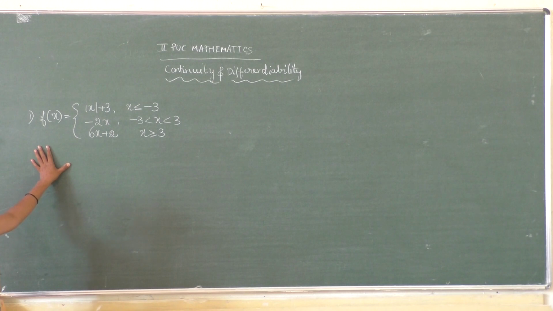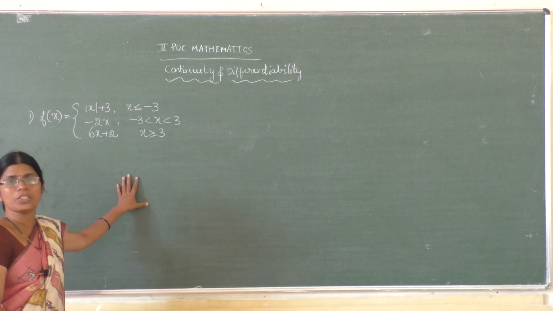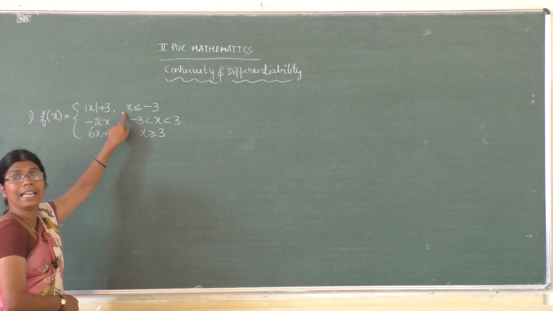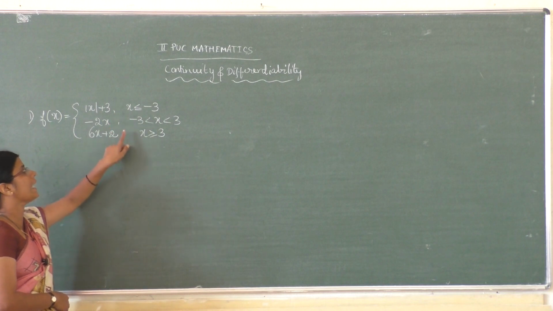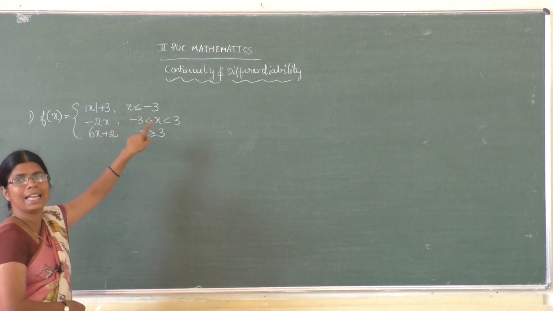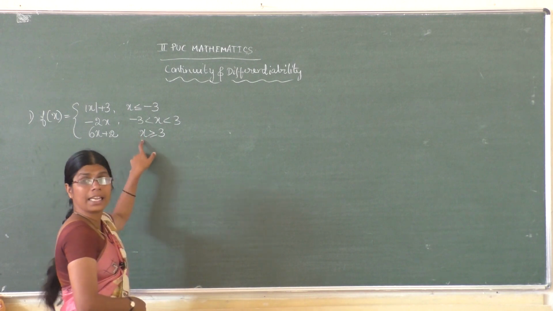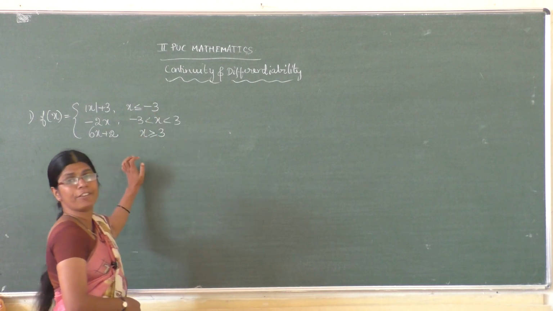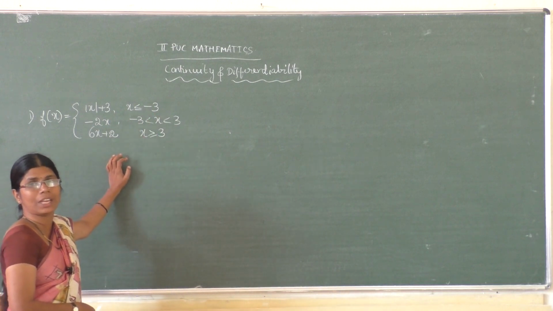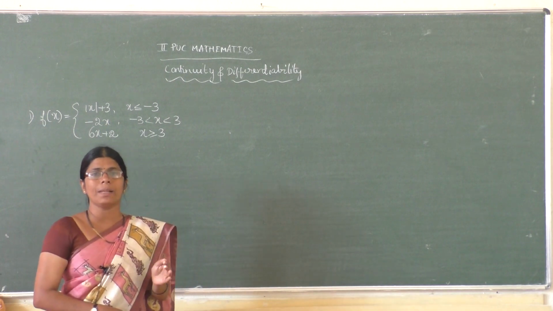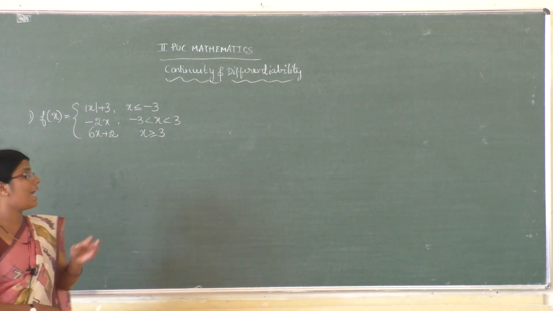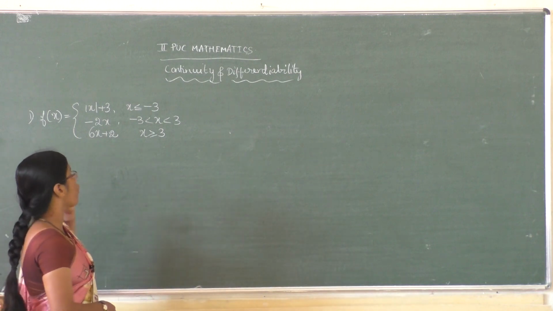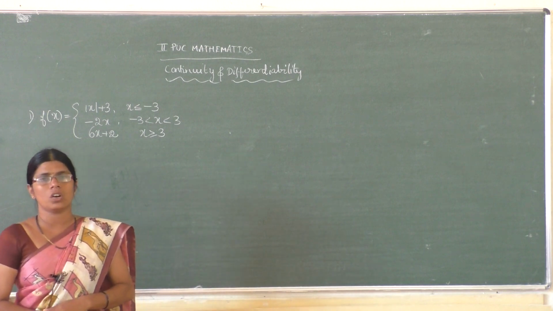So what we have to do? We have to take an arbitrary real number c. In the first case, c less than minus 3; second case, c greater than minus 3 and less than 3; third case, c greater than 3; fourth case, c equal to minus 3; and fifth case, c equal to 3. All these possible cases we have to consider, and in all these cases we have to check whether the function f of x is continuous or not continuous.